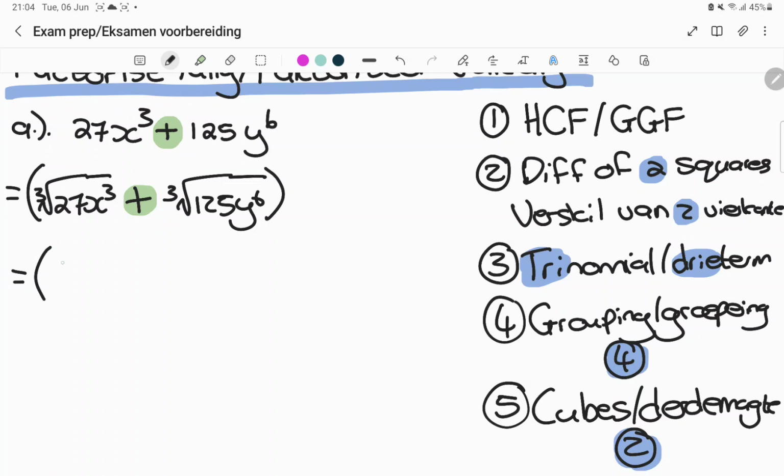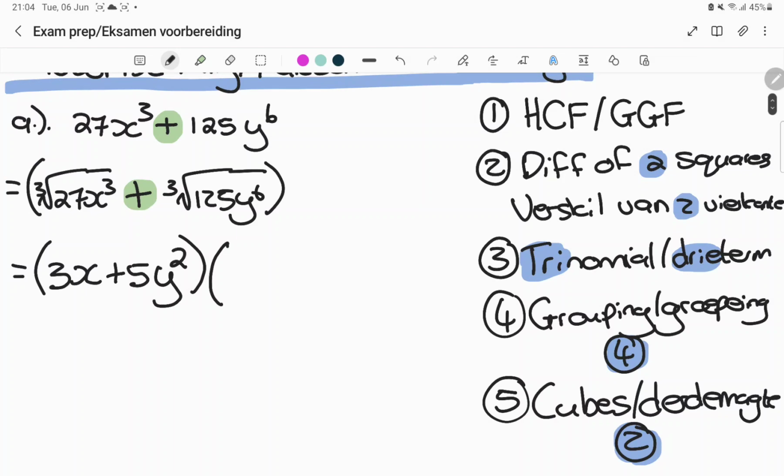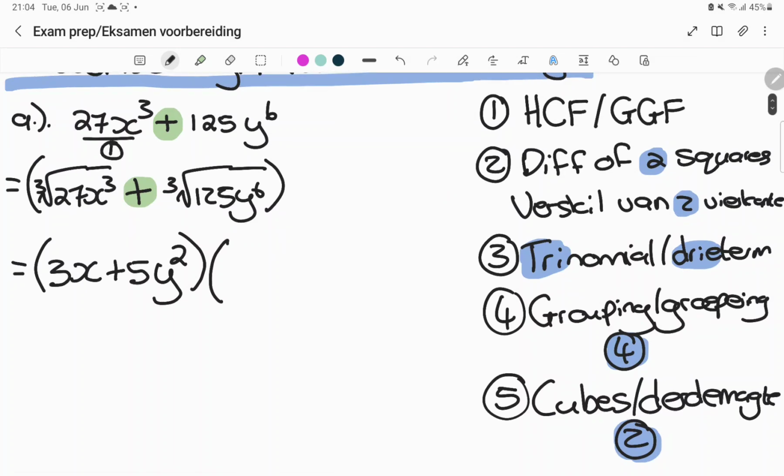Now the cube root of 27 is 3. 3 divided by 3 gives me x. Then the cube root of 125 is 5. And I'm going to say 6 divided by 3, which gives me y to the power of 2. Now to get your larger bracket, and this is usually where you make mistakes. So your first term in your large bracket is the first term I gave you divided by what you took out. So it will be 27x to the power of 3 divided by 3x. Now the sign you have here is the opposite of what you had in your first bracket. So my first bracket I had a positive, so now I have to have a negative.